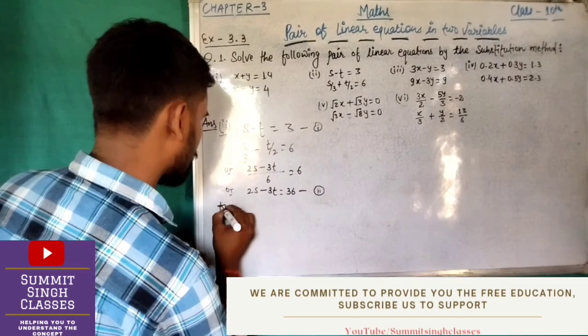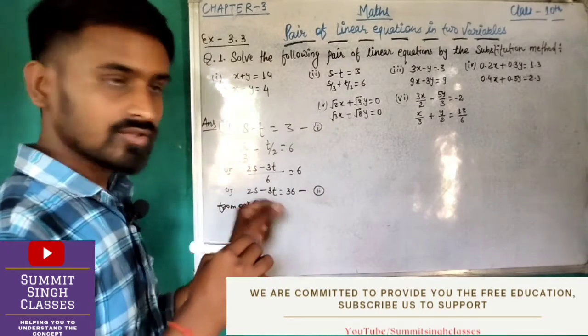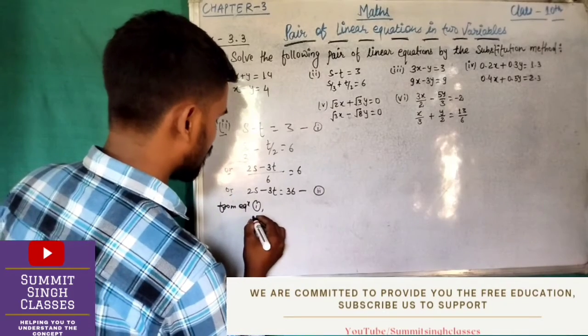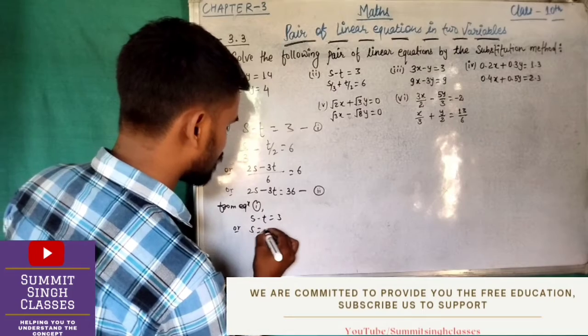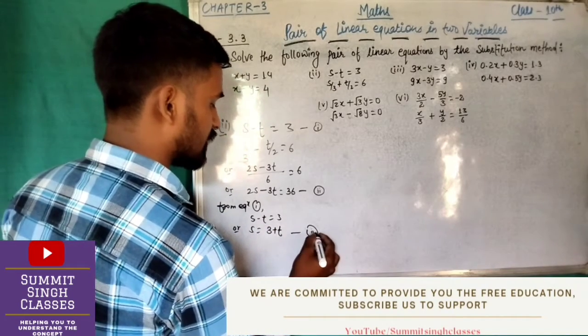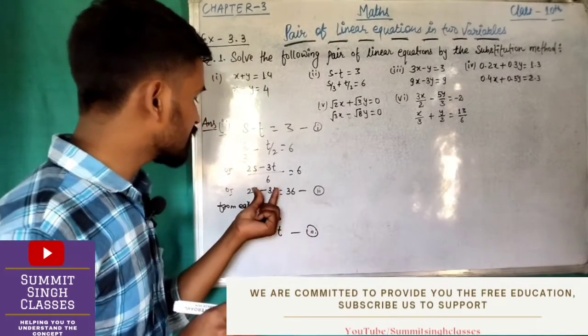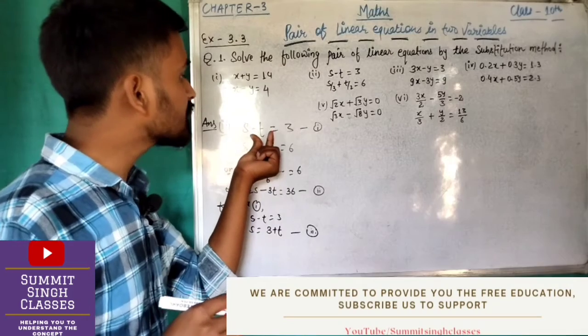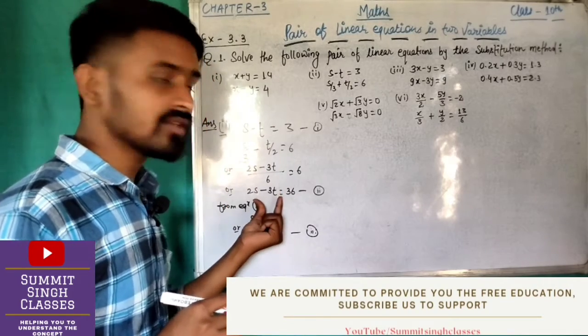Then from equation first you can observe we will have to write s minus t is equal to 3, or we can write the value of s is equal to 3 plus t. And this will be equation third. Now the value of this s will be placed in the second equation. Why? Because it is being taken out from the first equation so it will be placed in the second equation.